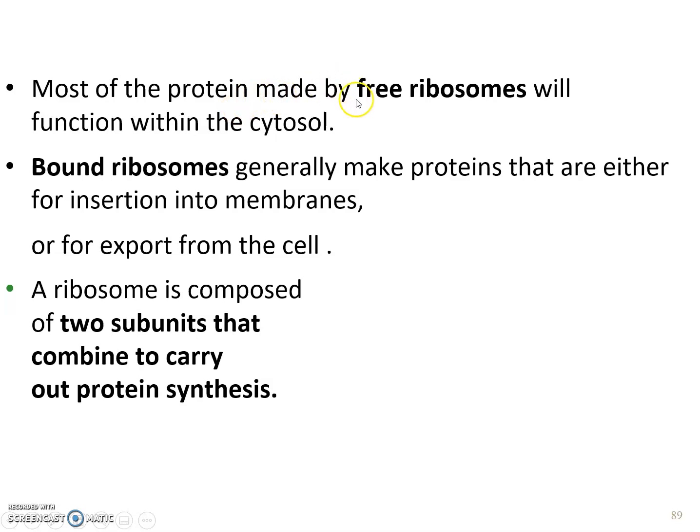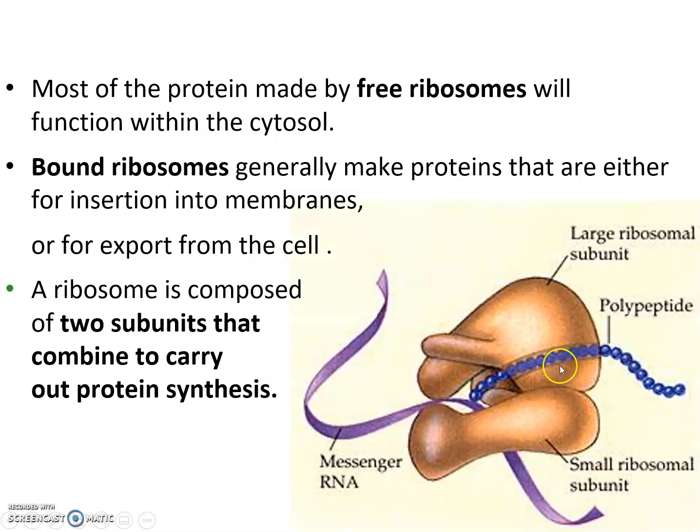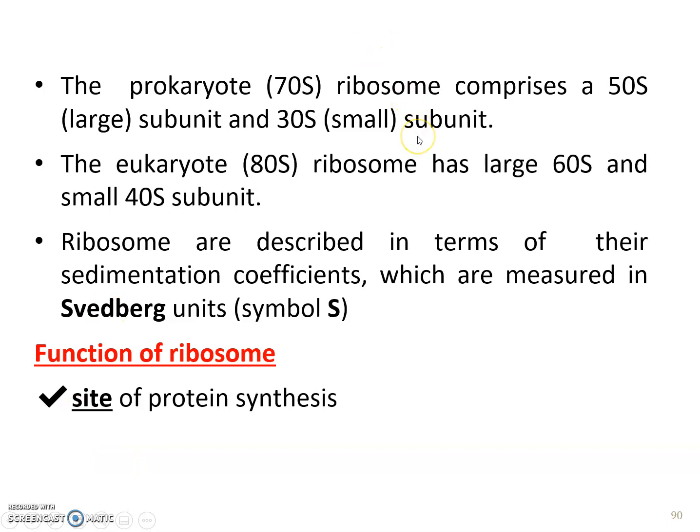So most of the protein made by free ribosome functions within the cytoplasm, while bound ribosome generally makes the protein that is either for insertion into the membrane or for export from the cell. So the two subunits of the ribosome, the large subunit and also the small subunit. Just now we said that eukaryotic cells have slightly larger ribosome size than prokaryotic cells.